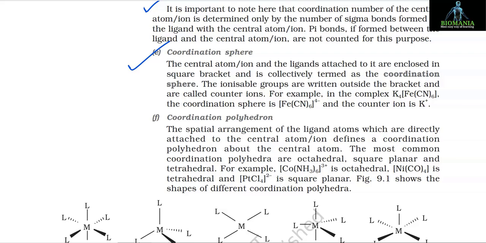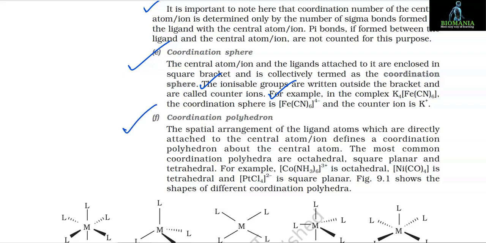E. Coordination sphere. The central atom or ion and the ligands attached to it are enclosed in a square bracket and are collectively termed the coordination sphere. The ionizable groups are written outside the bracket and are called counterions. For example, in the complex K4[Fe(CN)6], the coordination sphere is [Fe(CN)6]4- and the counterion is K+.